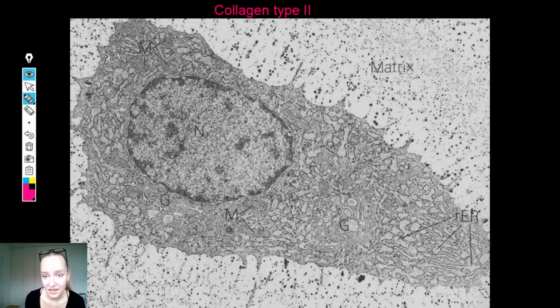So these dense structures, the dense circles right here in extracellular matrix, these are the fibrils right here. And you can see we had to use very big magnification to see them, because these fibrils are very thin. Collagen type 2 fibrils are very thin. They're about 20 nanometers thin, so they're very small compared to collagen type 1 or 3 fibrils.